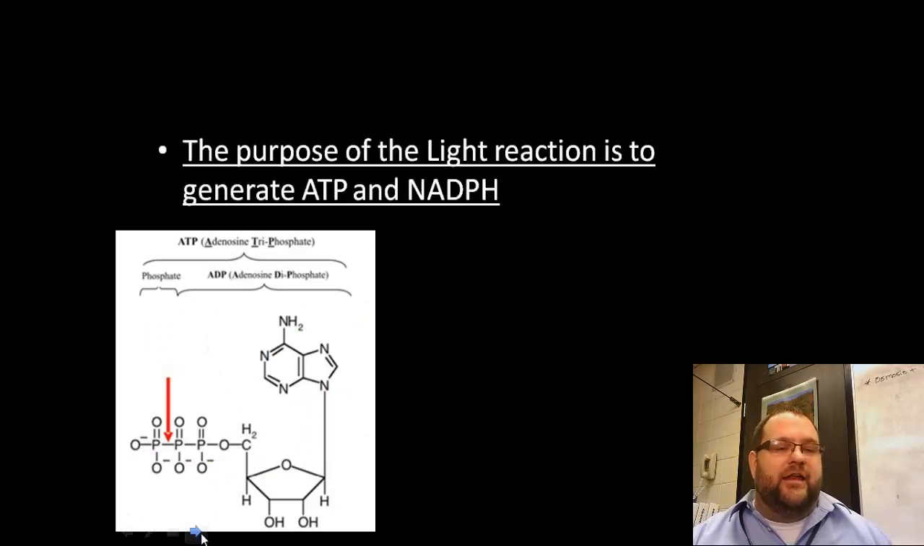Now, a key molecule that we need to keep in mind is ATP. The whole purpose of the light reaction is to generate ATP and NADPH. So the whole purpose is to generate ATP and NADPH. So the light reaction makes energy to power the Calvin cycle.